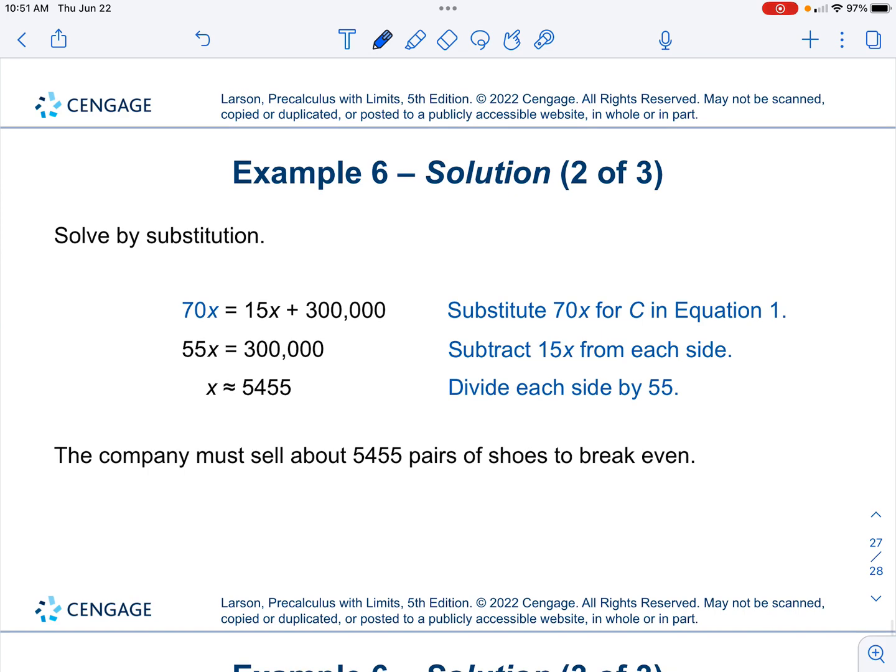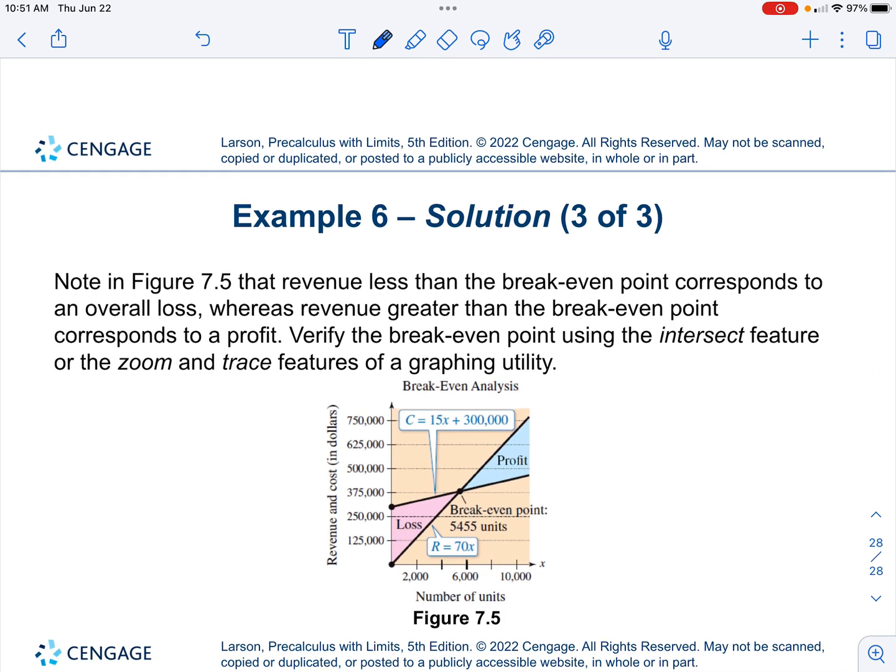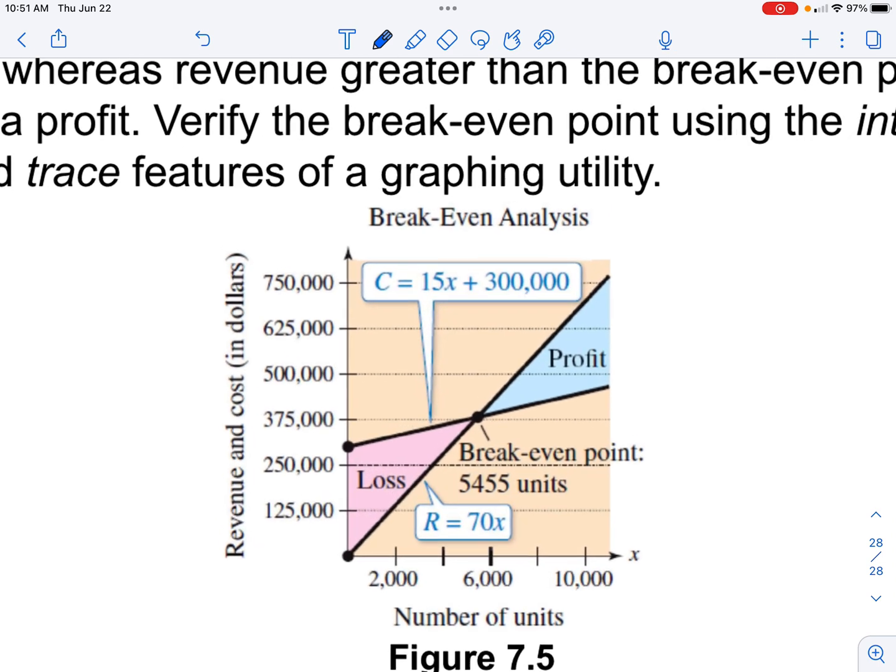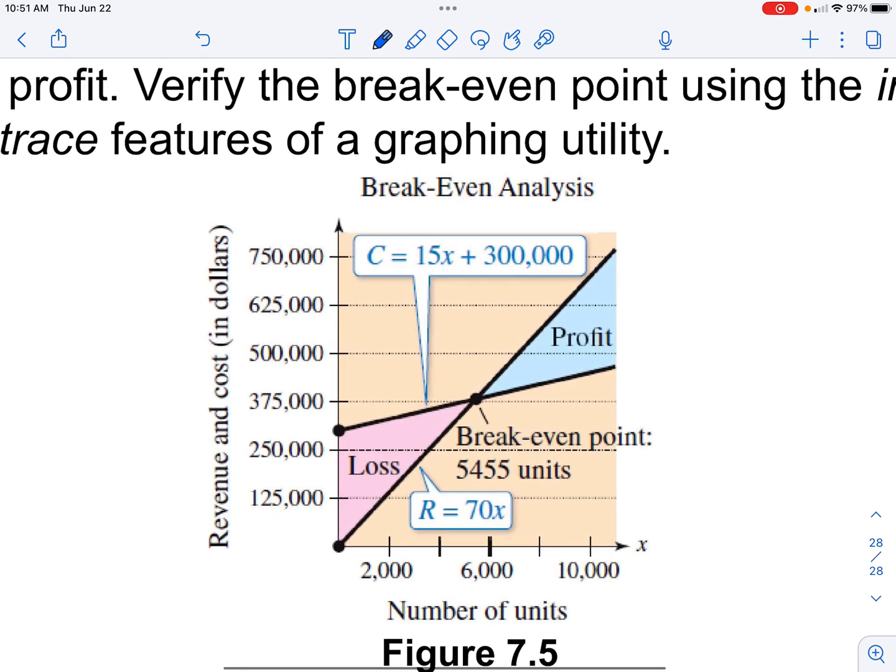Here's the typed out solution. And then here's a graph of it, which I think is kind of nice to look at. So here is our revenue equation. This is money in. Cost equation is here. This is money out. And then in the middle, you have your intersection point, which is your break-even point. So you can see, as you go past 5,455 units on the x-axis, you will make a profit. And if you don't sell that much, you will lose money.